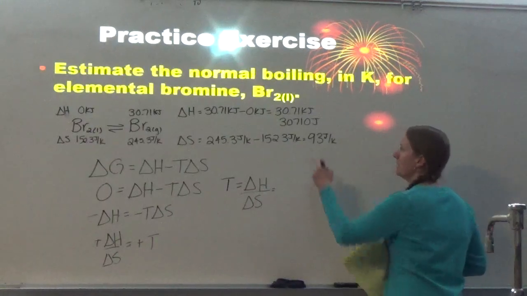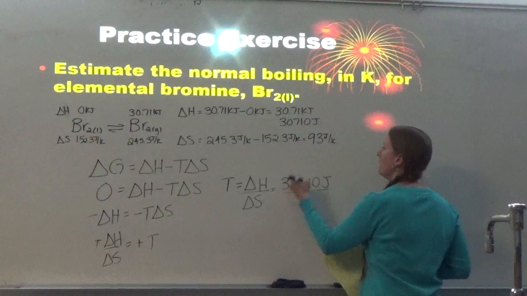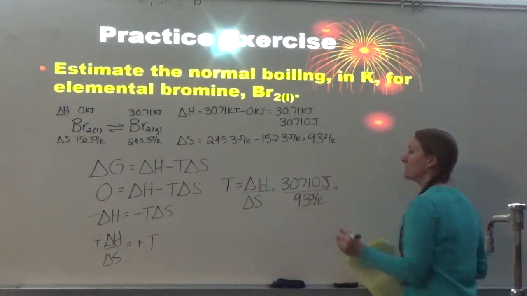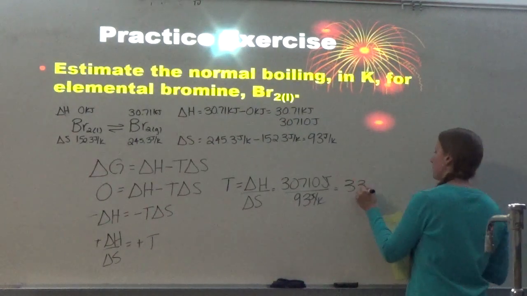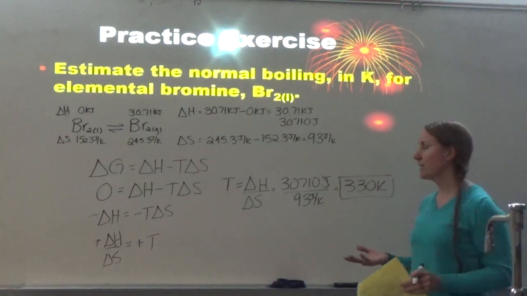So then I just plug in. So my delta H is 30,710 joules. My delta S is 93 joules per Kelvin. Those joules cancel, I'm left with Kelvin, and I got about 330 Kelvin. Alright, so hopefully you got that one right.